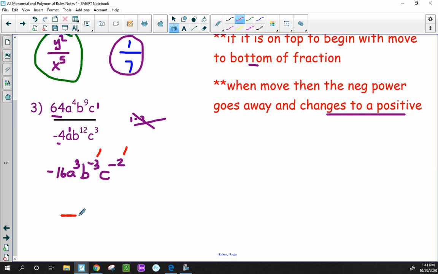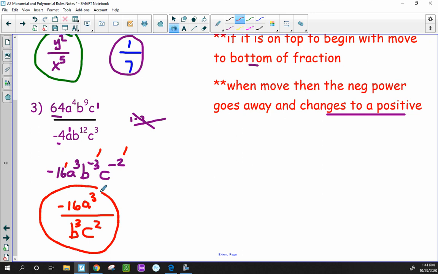And so here's how you handle that. You're going to draw your division bar to create the fraction again. Notice that negative 16 actually has a positive 1 power on it, so it's going to stay on top where it is. I like the a as well because it's positive 3, so it's going to stay on top. And the b has a negative power, so it's going to be moved to the bottom, change the position of it, and when I move it, it becomes a positive 3. Likewise, c is doing the same thing. It's a negative 2. We want to move it and make it a positive, so we're going to call it b to the 3rd, c to the 2nd on the bottom. And that is your best answer.